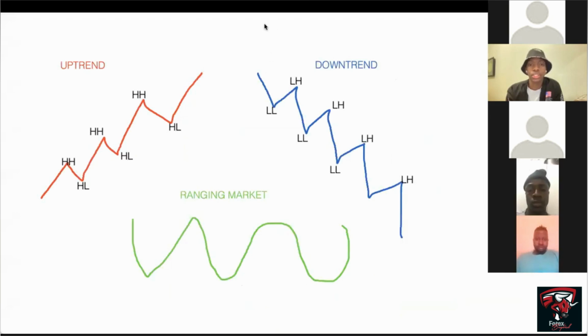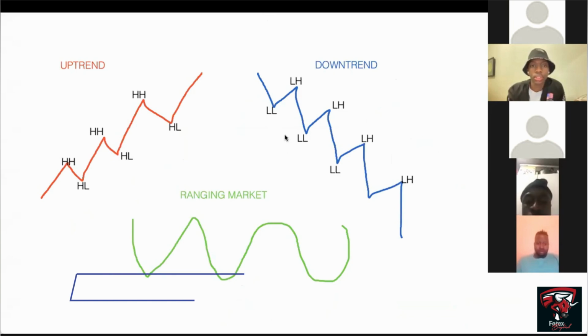Can you see the screen? Type yes if you can see the whiteboard. Okay, proper.